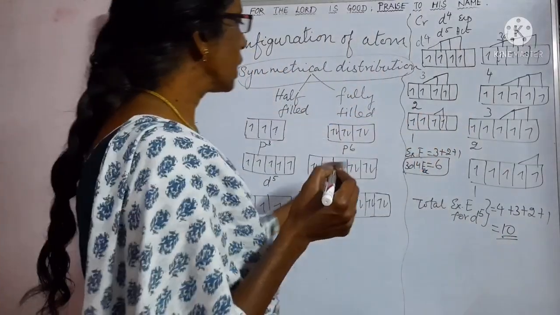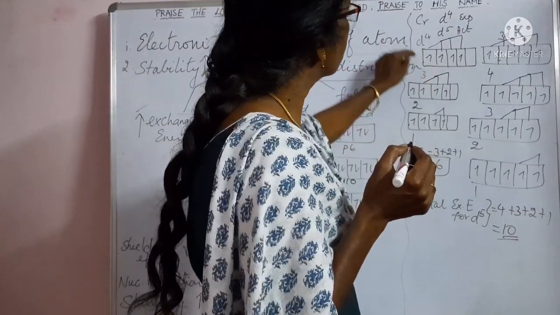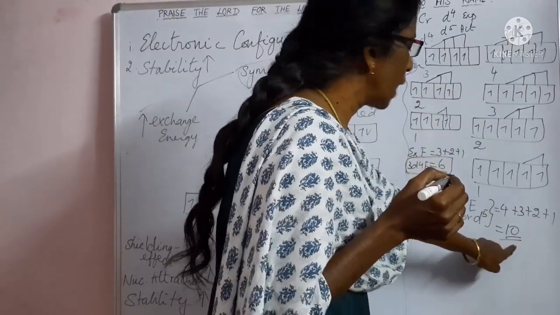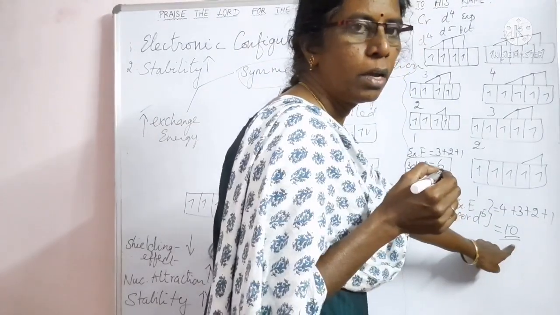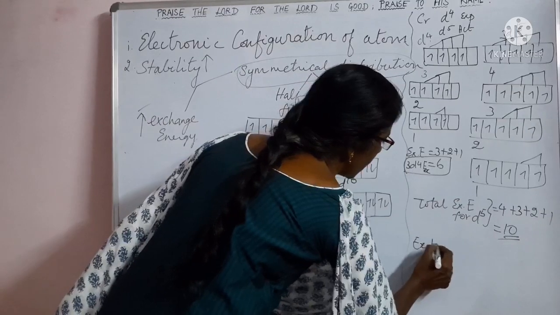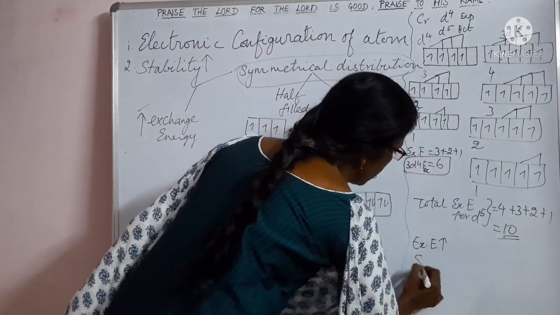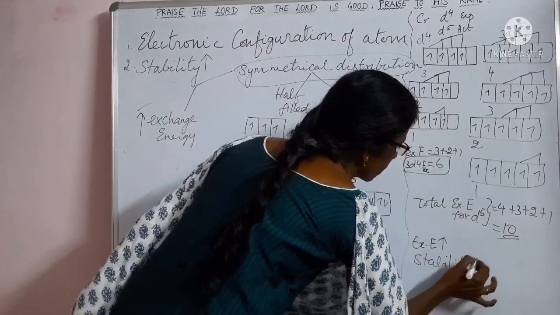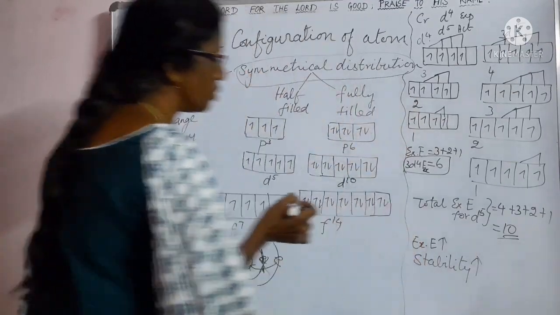So now you compare these two. d4 orbital has got exchange energy 6. d5 orbital has got exchange energy 10. So which is greater? 10. Greater the exchange energy, greater will be the stability. This is the basis for Hund's rule also.